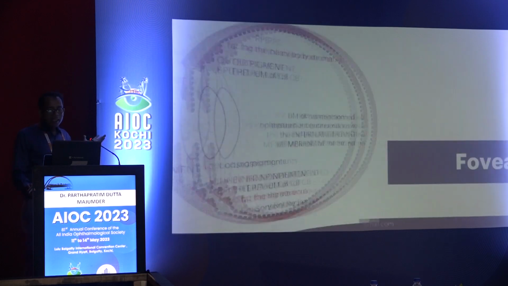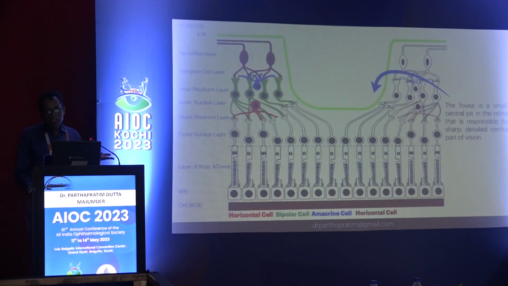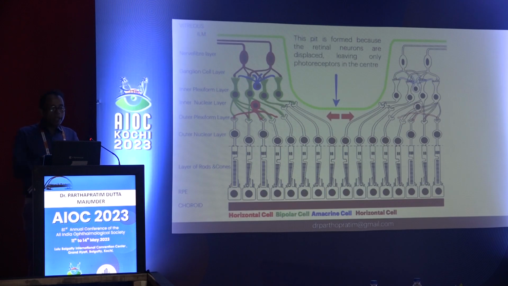So next, let's go to the fovea. The fovea, as you know, is the most sensitive part of our eye, which is responsible for vision. Normally the fovea is a small central pit in the retina. And why is this pit formed? Because the retinal neurons are displaced, leaving only the photoreceptors in the center. So the arrangement of the fovea is very important. When you are reading your textbook, you have to remember that we have this pit formation because all the retinal neurons are displaced from the center, and that's how it is formed.